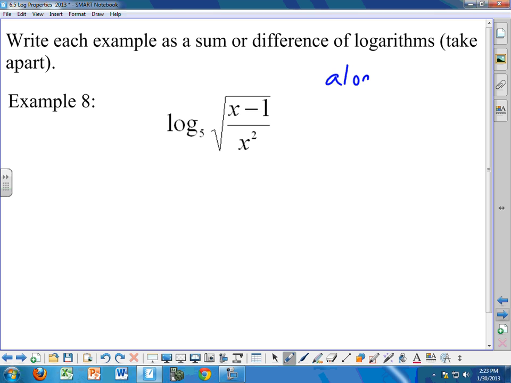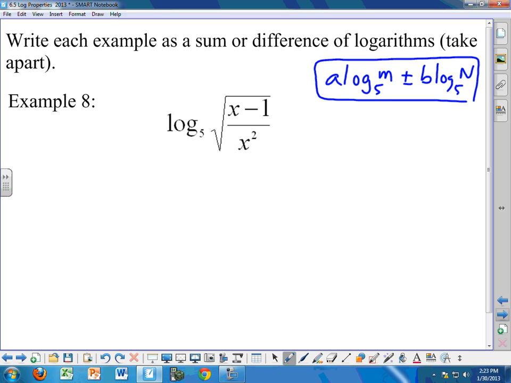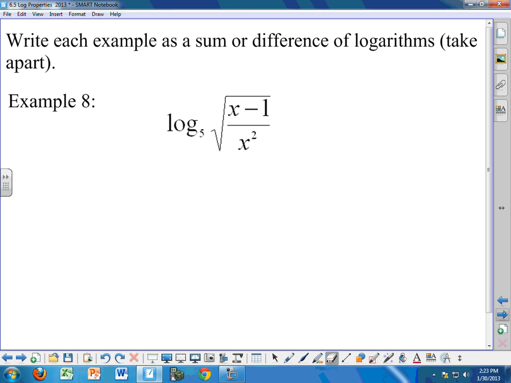A log base 5 of something m, and then plus or minus some b log base 5 of some other thing n, or whatever. We want to bring this apart into several different pieces. Essentially what we're doing is we're getting an answer that looks like the beginning of the last problem. So here we have log base 5.